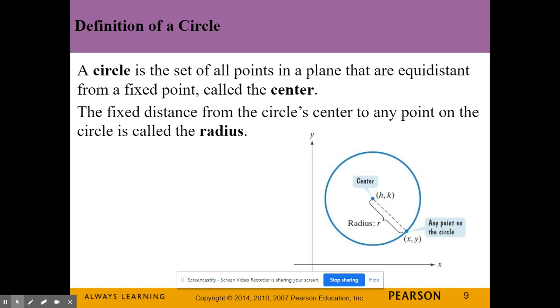All right, so the definition of a circle. You know what a circle is, but let's talk about an actual math book definition of it. A circle is the set of all points in a plane that are equidistant from a fixed point, which is the center. The fixed distance from the circle center to any point on the circle is called the radius. Right? So you've got your center. Every point on the circle is the same distance from the center. That's what creates the circular shape. And then that equal distance all the way around is the radius. Okay?